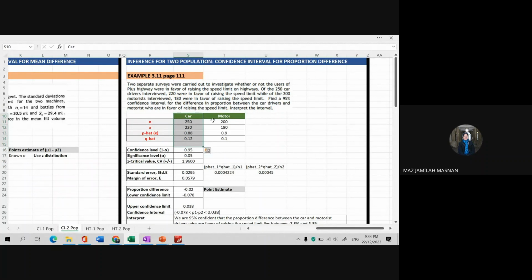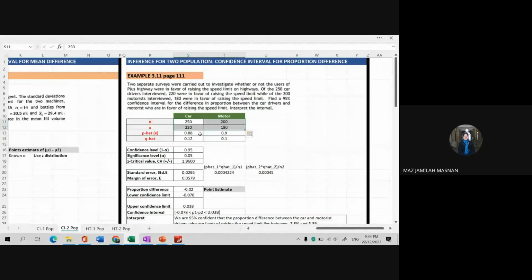222 out of 250. So n1 is 250, x1 is 220, given in the second sentence. While for 200 motorists, the second population is for the motorists, and out of 200, n2 is 200, 180 were in favor of raising the speed limit. So this will be the information for the two, car and motorist.